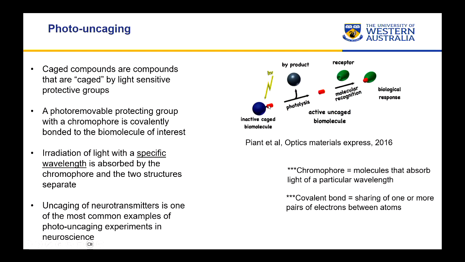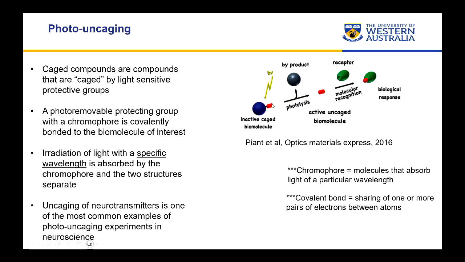So what happens in photo-uncaging is that we apply light, okay? That light has to be a very specific wavelength. That light is absorbed by the chromophore, and when that happens, the two structures separate, okay? Photolysis, as shown here. This uncaged molecule can then bind to whatever it needs to, right? This thing kind of looks like an olive, but it's not, it's actually a receptor.